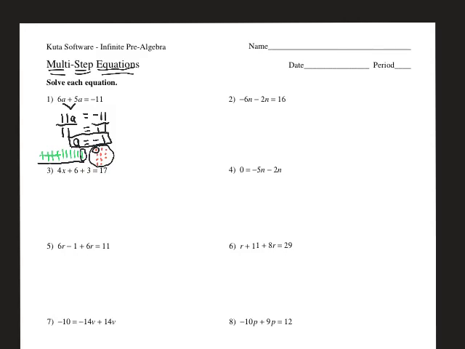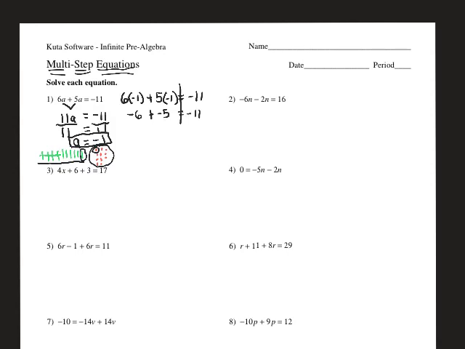What does it mean that a is negative 1? What it means is if I go back to the original equation and I stick in a negative 1 every time I see a, that it's going to make the left side of the equation equal the right side of the equation. So what is 6 times negative 1? It's negative 6. What is 5 times negative 1? It's negative 5.